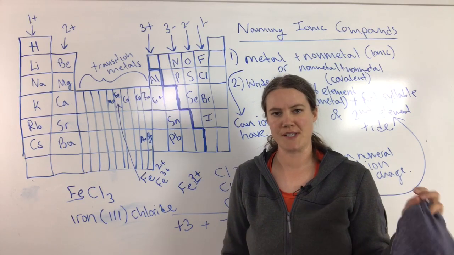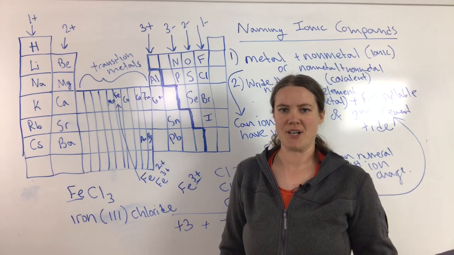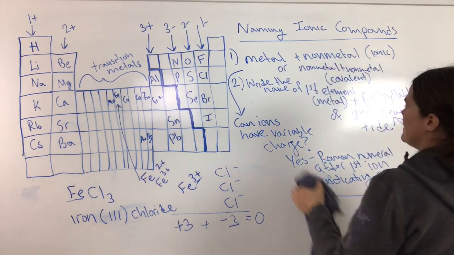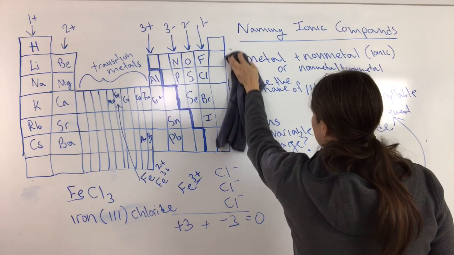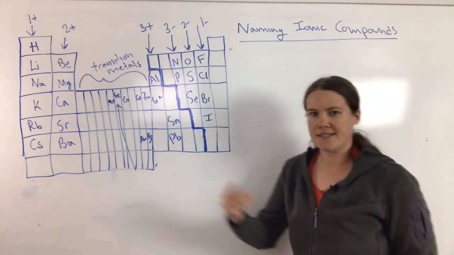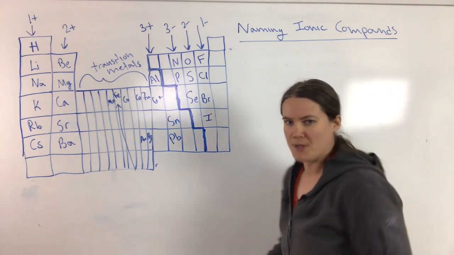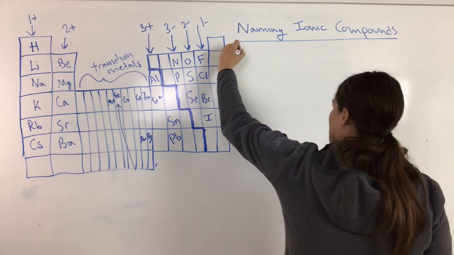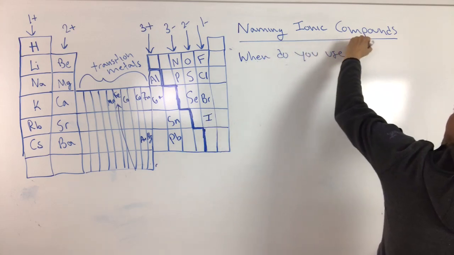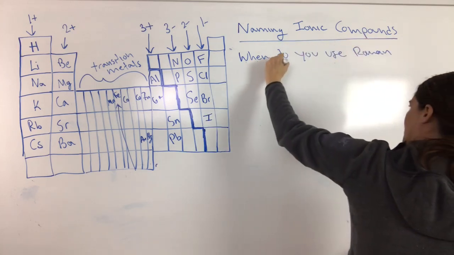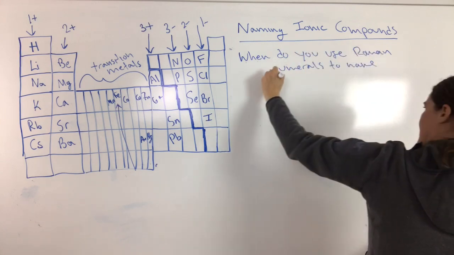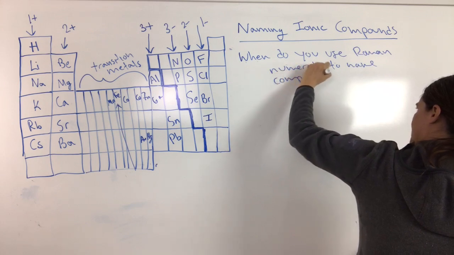Okay, so what I want to do at this point is summarize these rules a little bit better for when to use Roman numerals and when not to use Roman numerals for naming ionic compounds, and then I want to go through a bunch of examples. So I'm going to erase this. What I want to do is just say, okay, so when do you use Roman numerals to name compounds?